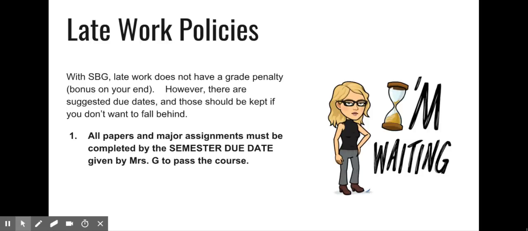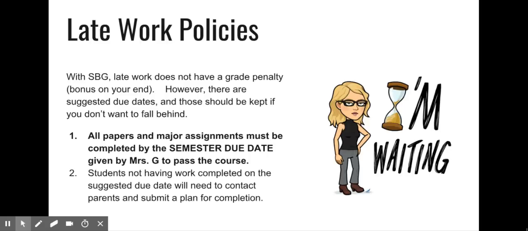So all papers and major assignments must be completed by the semester due date given by me in order to pass the course. This is something that's very important. I don't have homework assignments that I grade. There's no fluff in there. And so there's just several papers and a few projects and then some assessments, but everything has to be complete. Every single one of those assignments in the grade book has to be complete by the semester due date in order to pass the course.